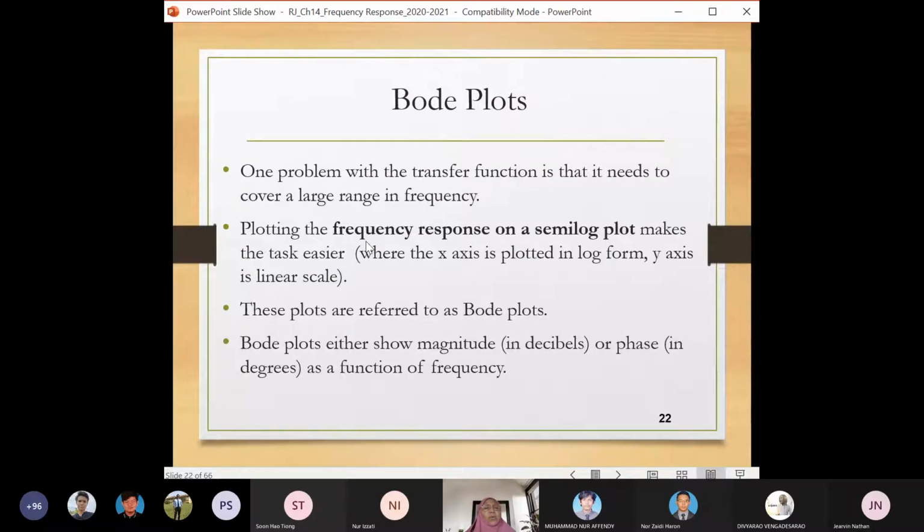One problem with the transfer function is that it needs to cover a large range of frequencies. Plotting the frequency response on semi-log paper makes the task easier, where the x-axis is plotted in log form because the x-axis is the frequency and the y-axis is the magnitude in linear scale. And these plots are referred to as Bode plots.